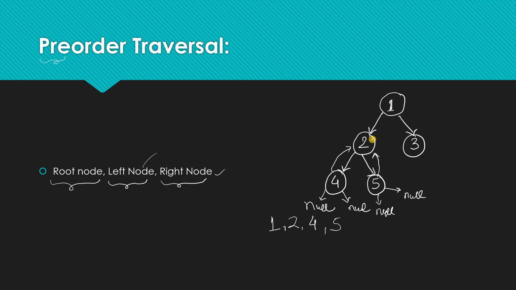Then this node is also completely explored because we explored the node, the left portion and the right portion. So we'll go back here. For 1 also we explored the left node. Now we'll go on the right side.